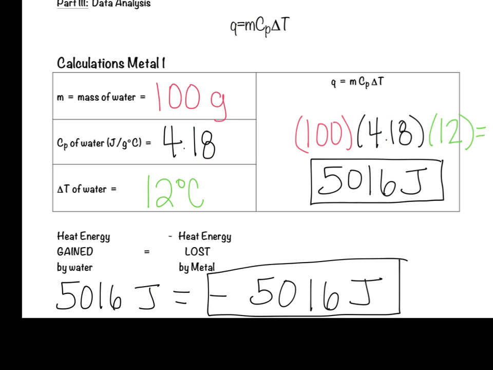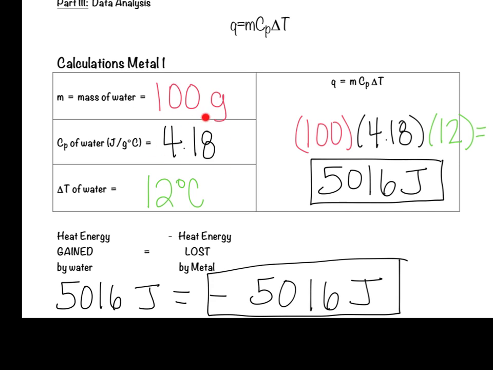So for my calculations, what I need to do for my water is figure out the amount of heat gained by my water. I'm going to take the mass of my water, which was 100. The specific heat of water for everybody is going to be 4.18, because 4.18 joules per gram degree Celsius is the specific heat of water. So everybody should have this number.